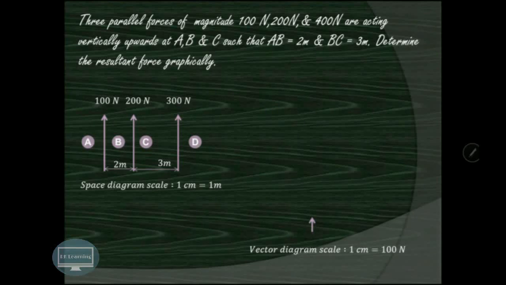Now we have taken the vector diagram scale as 100 Newton. So we can say that this AB, which is representing this 100 Newton force, so 100 divided by this 100, that is 1 centimeter. So our AB length will be of 1 centimeter. Similarly, this 200 divided by 100, that is 2 centimeters. So vector BC will be of 2 centimeter in the upward direction. That also we have shown.